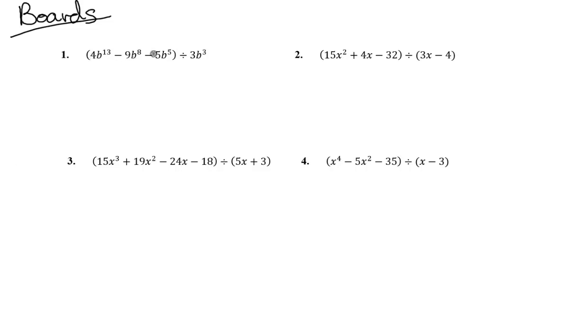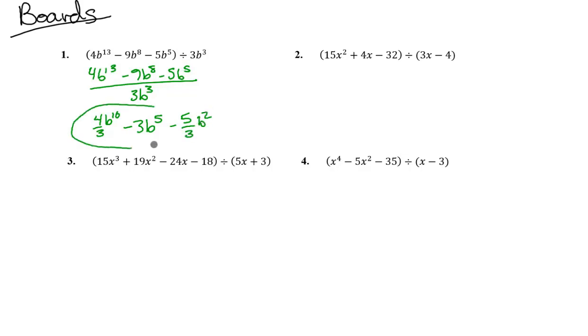Welcome back. So the first one is with a monomial. That's a nice one. So we have 4b to the 13th minus 9b to the 8th minus 5b to the 5th, all divided by 3b cubed. So this right here is its own problem. 4b to the 13th over 3b cubed gives us 4 over 3. That doesn't simplify. b to the 10th, subtracting the exponents, minus 9 divided by 3 is 3. b to the 8 minus 3 is 5, and 5b to the 5th, again, that one does not simplify, 5 over 3, and b squared. There you go.